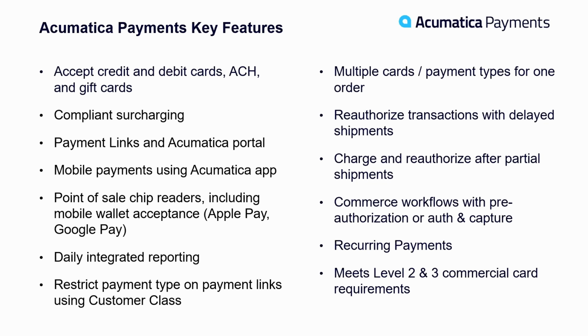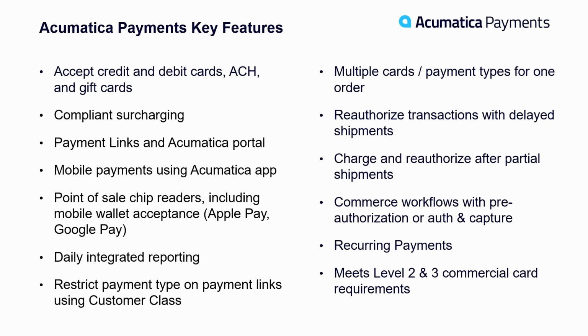Multiple cards and multiple payment types for one order are possible. You can reauthorize transactions. You've got delays in shipments, and different reasons why an order is just not ready, and that authorization time falls off. You can reauthorize transactions. You can do partial shipments and reauthorize and charge for the additional shipment product.